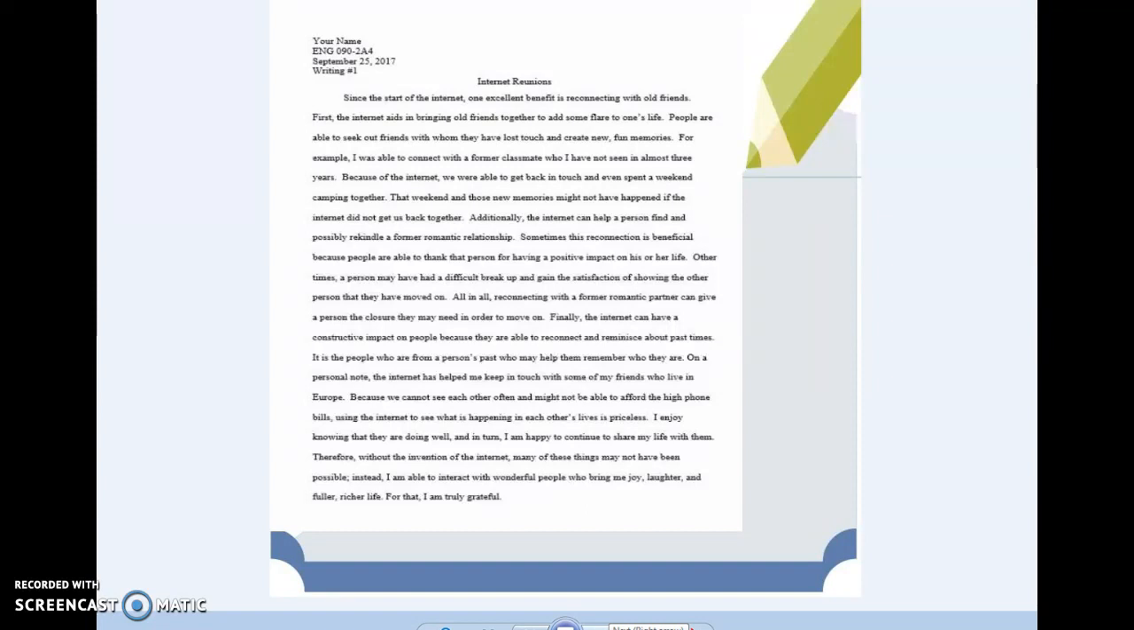For that, I am truly grateful. Notice that not all of the minor details from the brainstorming were used in this paragraph. Sometimes when we are writing, major details can be explained with many minor details, or they can be explained with one extended minor detail.